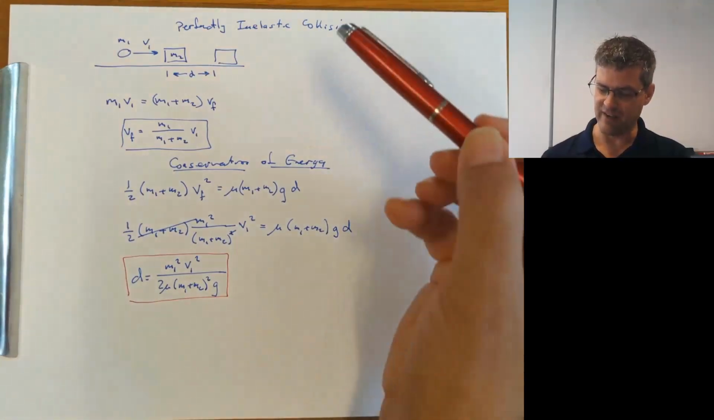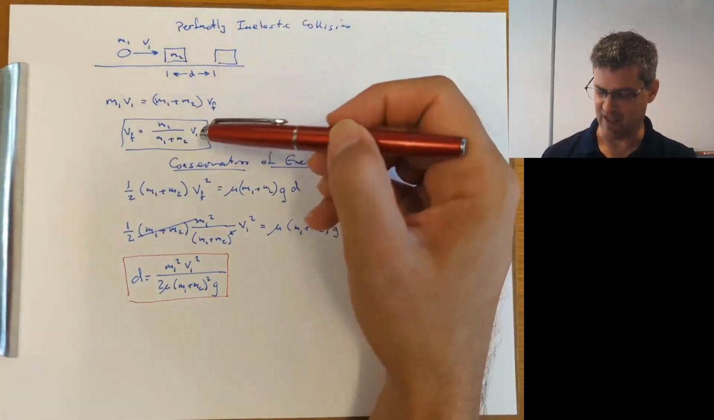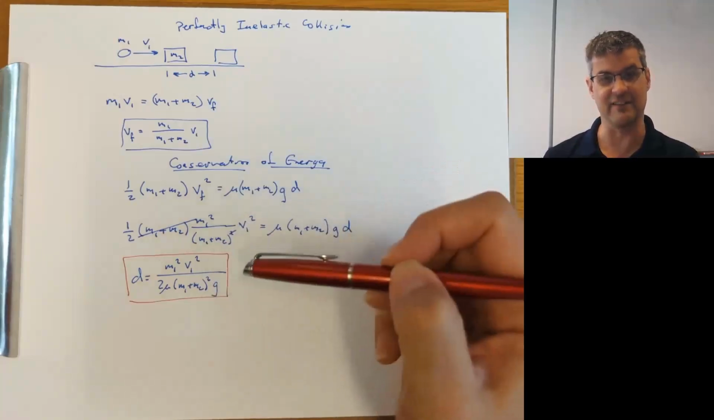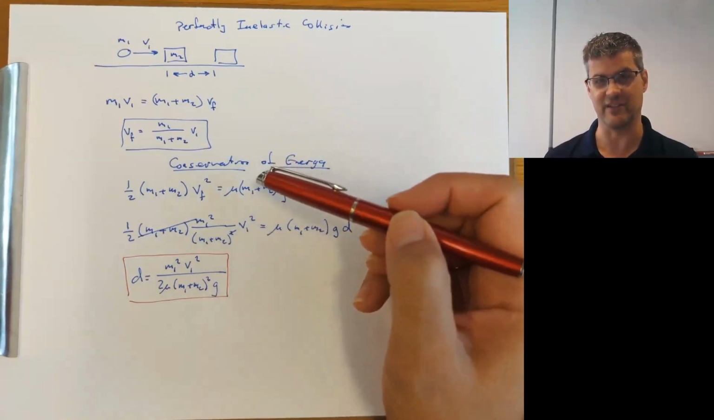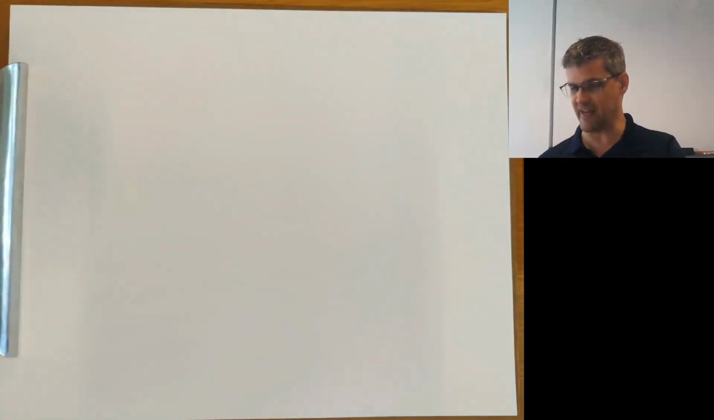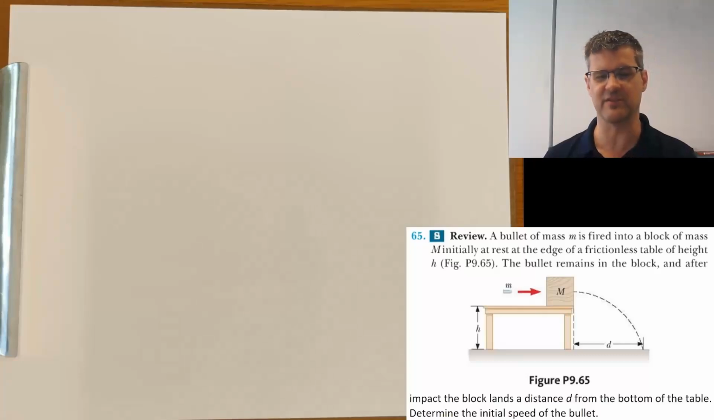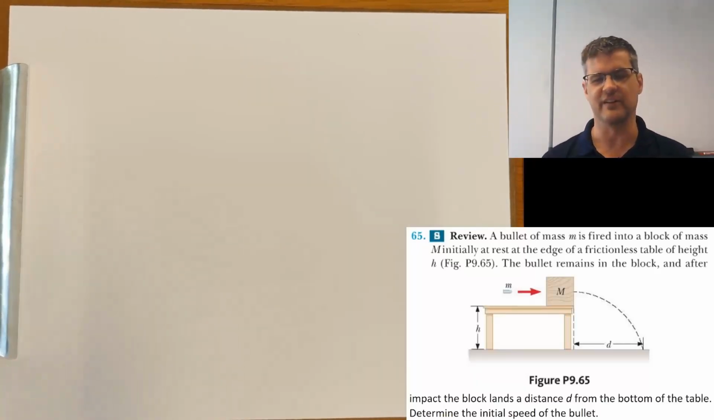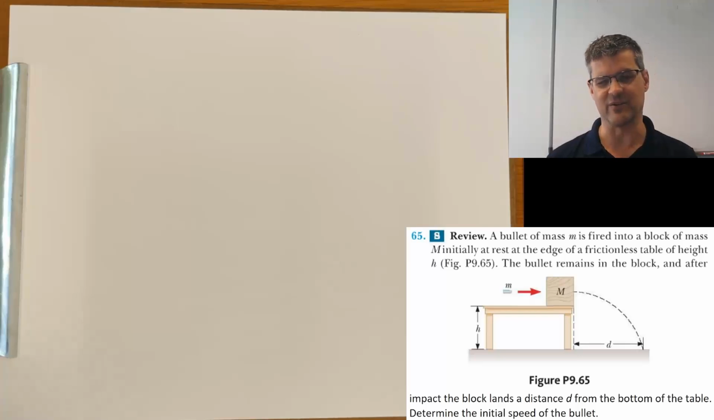But what we had is a collision that happens, and then something happens after. In this case, it's conservation of energy. Is that always going to be the case? Not necessarily. Let's look at one last problem before I end this video, and that's the problem that's shown here. So let's say we have a bullet of mass m fired into a block of slightly different mass sitting at the edge of a table. Now, looking at this, the block is going to land some distance d from the bottom of the table, and we're supposed to find the initial speed of the bullet.